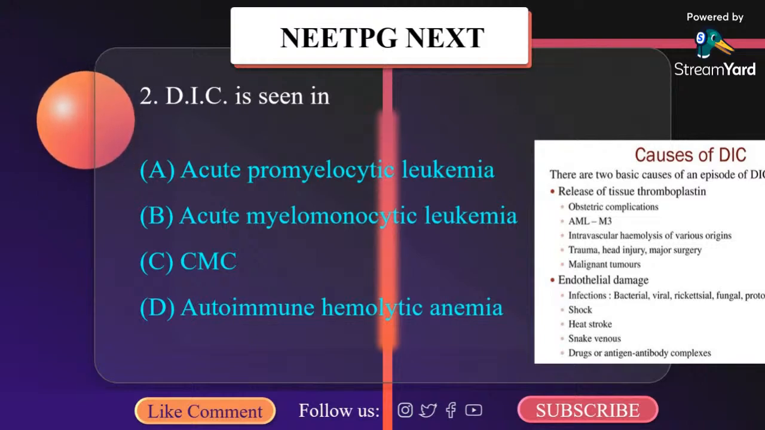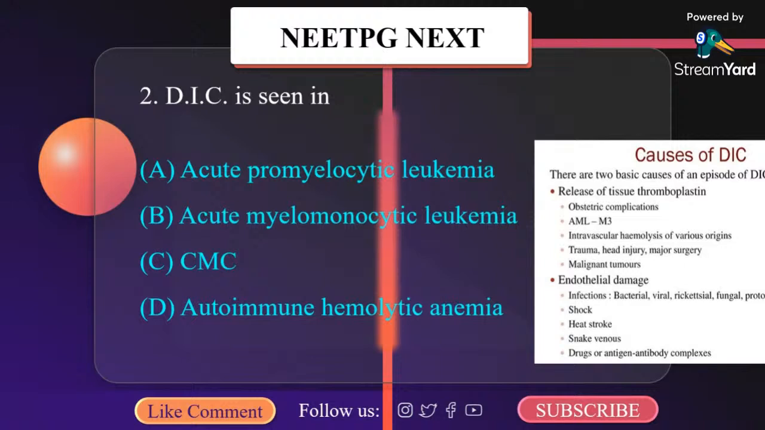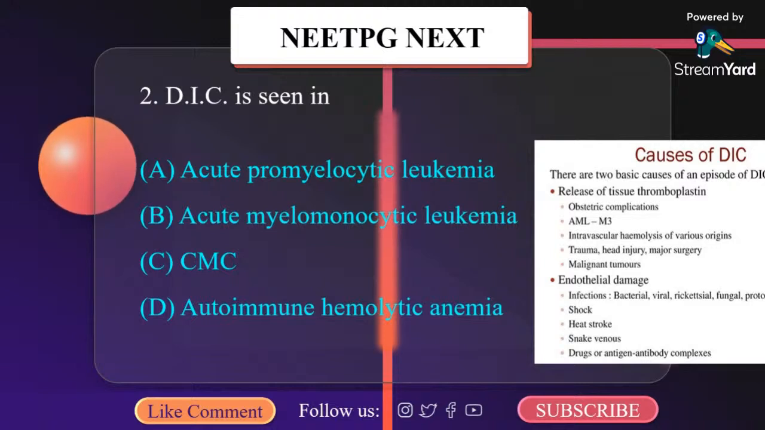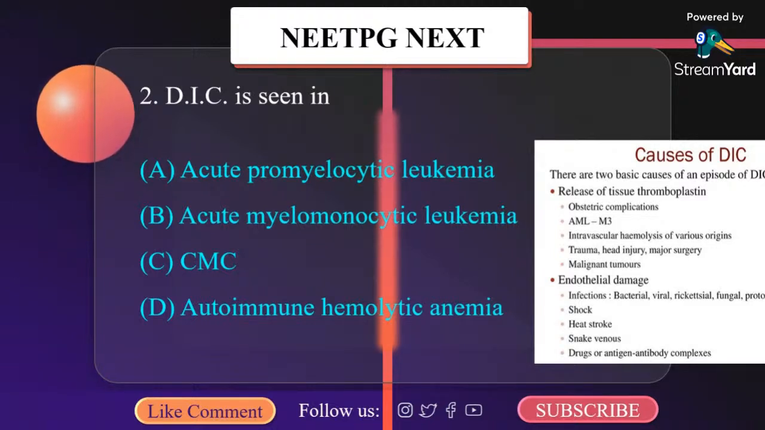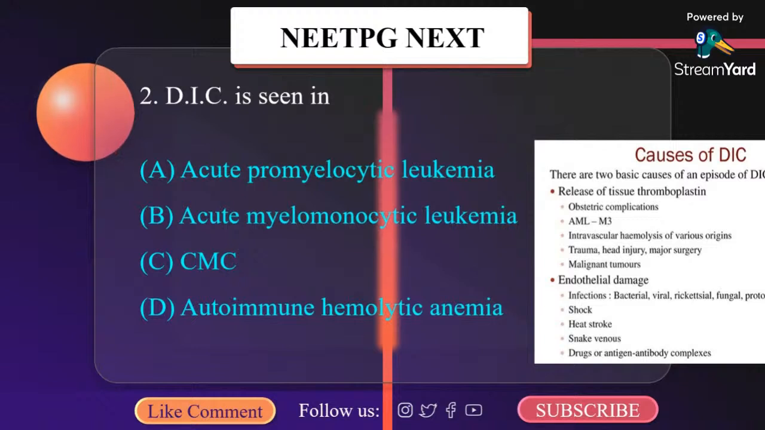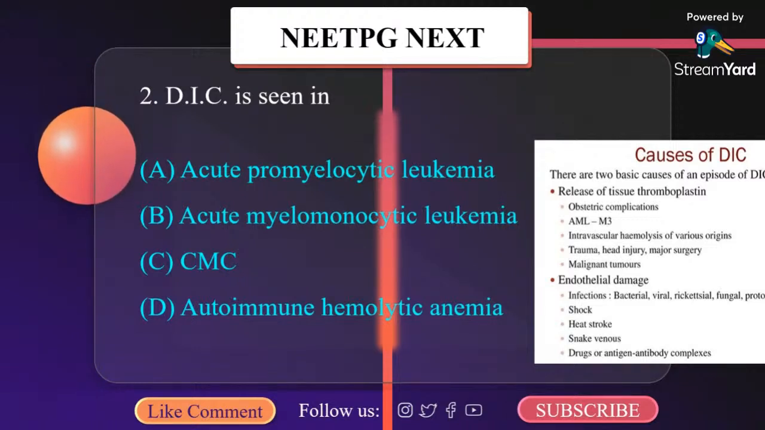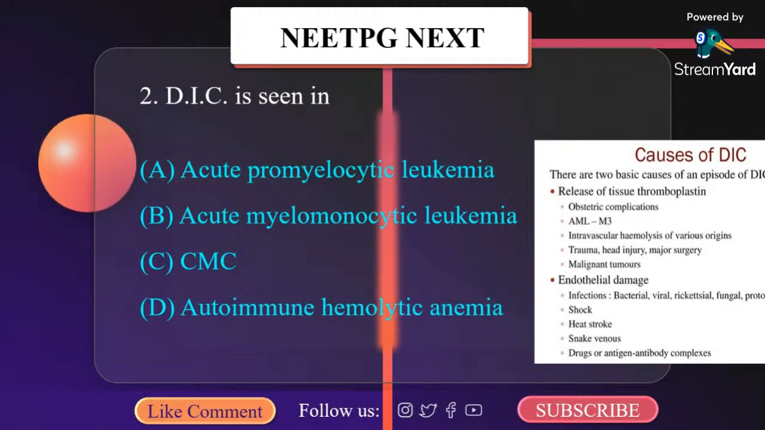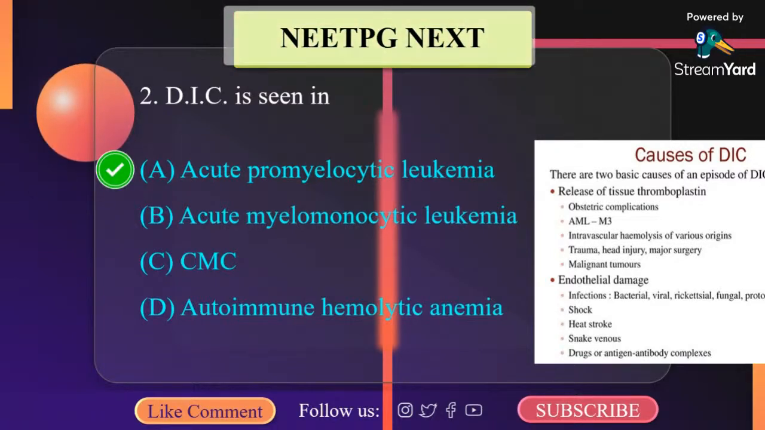Now, what are the causes of DIC? There are two basic causes of an episode of DIC. Release of tissue thromboplastin. This release of tissue thromboplastin can occur due to obstetric complications, AML M3, that is promyelocytic leukemia, then intravascular hemolysis of various origins, trauma, head injury, major surgery, malignant tumors, etc. Now coming to endothelial damage: infections, bacterial, viral, rickettsial, fungal, protozoal, shock, heat stroke, snake venom, drugs or antigen-antibody complexes. So the correct answer here is acute promyelocytic leukemia.